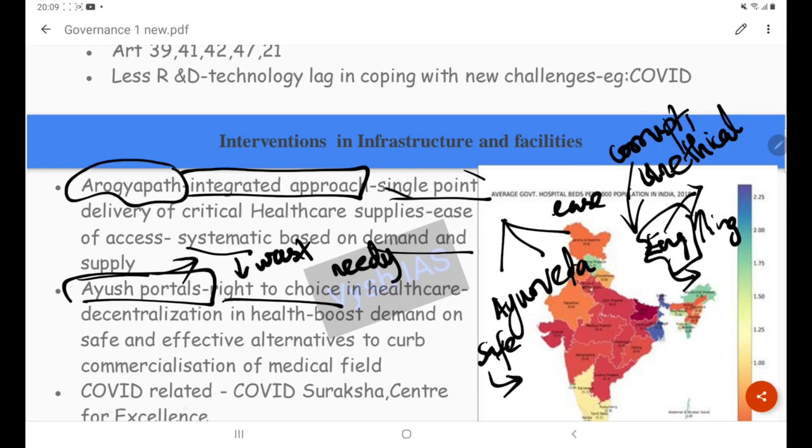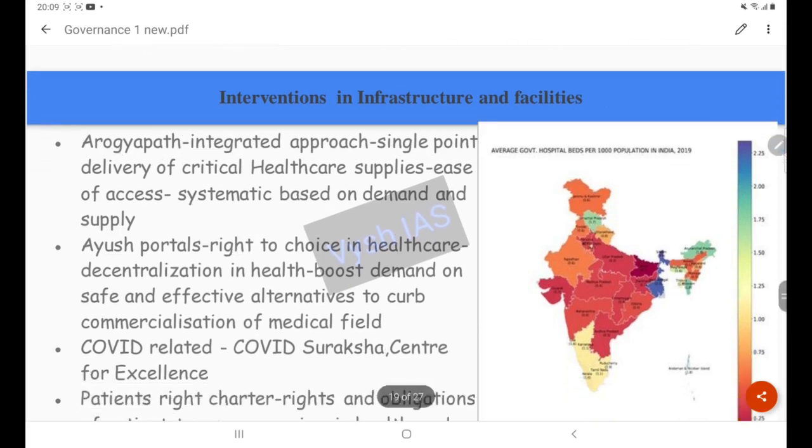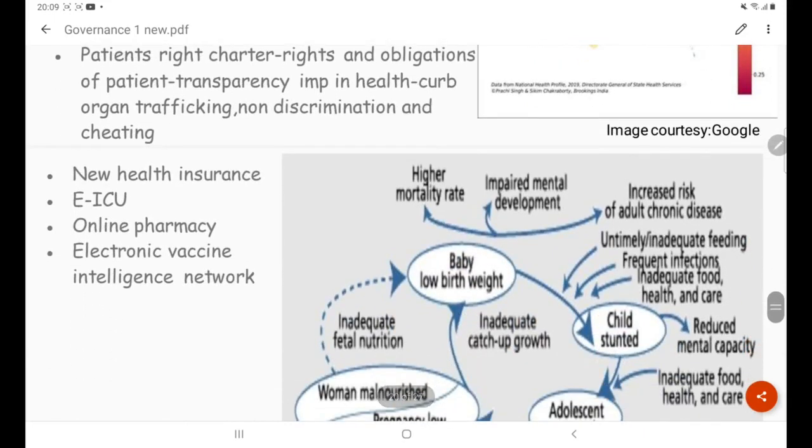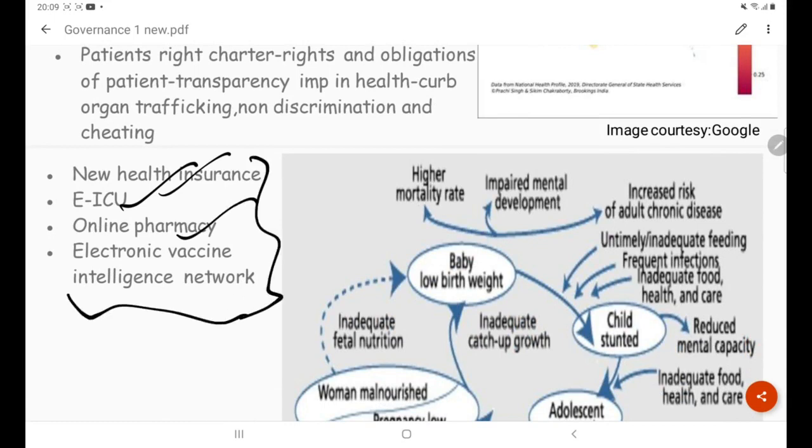Okay. Then COVID related things, you can use COVID Suraksha, COVID Centre for Excellence, etc. This is like an insurance scheme, so this is also an intervention. Next, you can try learning these things: new health insurance, eICU, online pharmacy. These are simple things. You can use them as examples whenever you're getting a question.